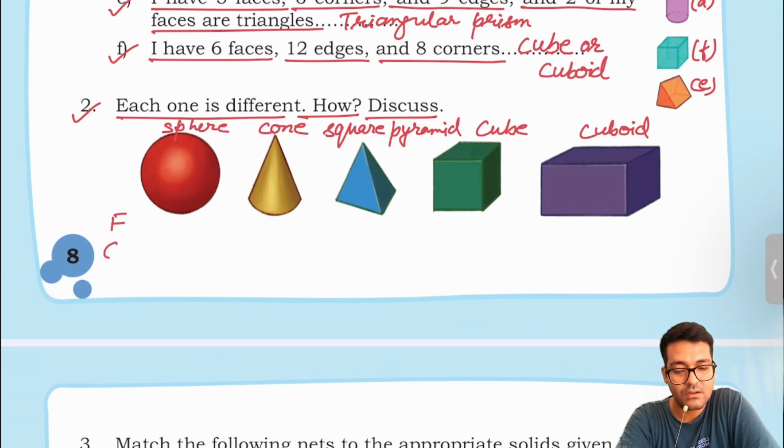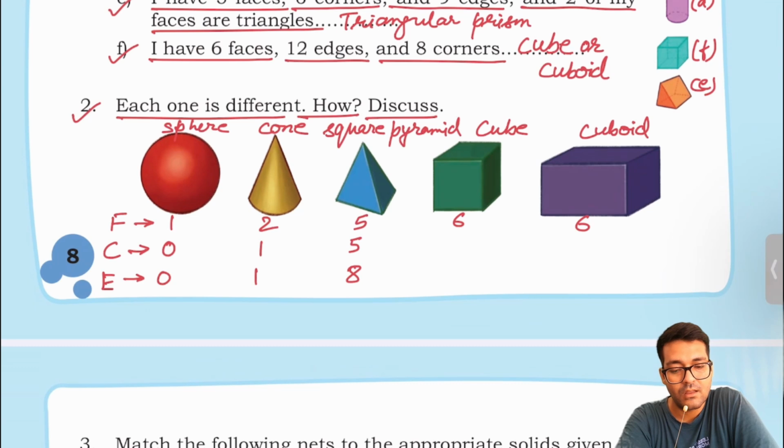Number of faces, corners or vertices and edges in these. There is one face, 0 corners and 0 edges in a sphere. Two faces, 1 corner and 1 edge in cone. 5 faces, 5 corners and 8 edges in square pyramid. 6 faces in cube and cuboids, 8 corners and 12 edges.